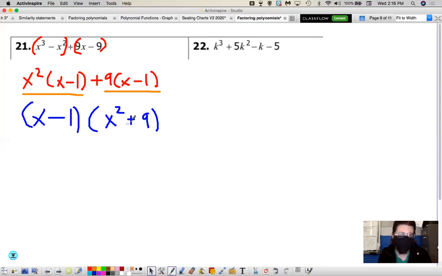This is a plus, so we cannot do anything else with this. This is not a difference of squares because that is not a minus sign. Can't do anything with this other one over here either. We're done. Factored. Move on.